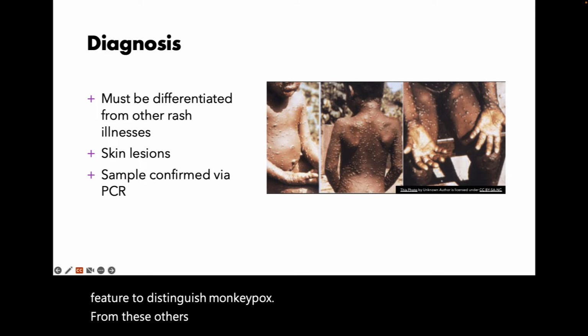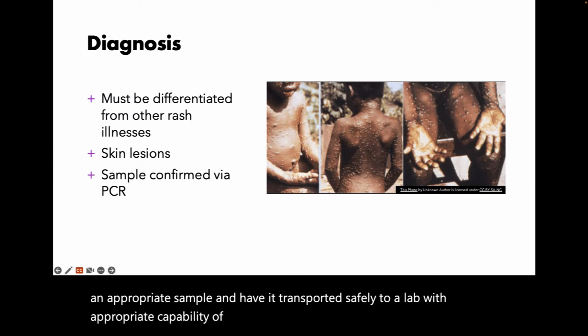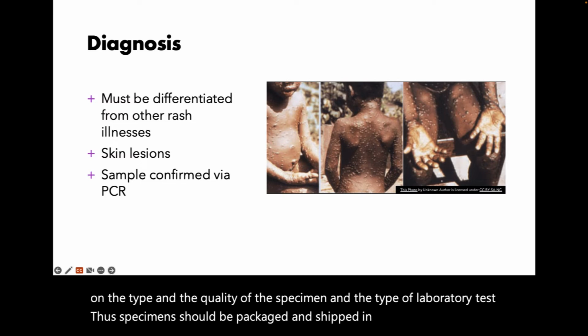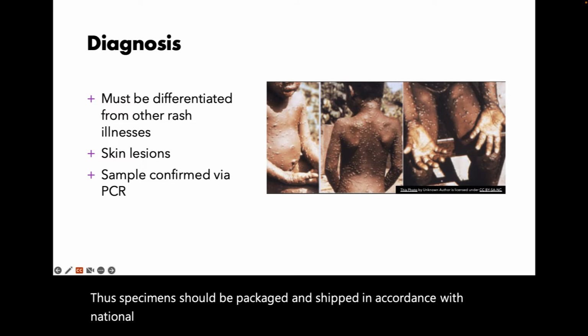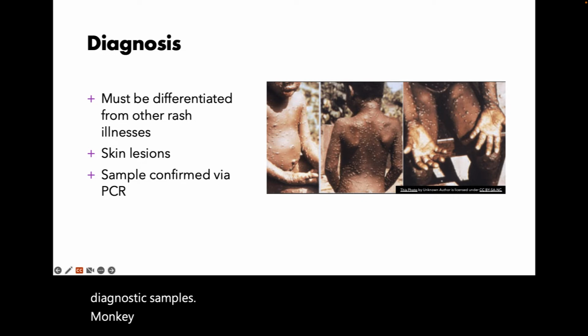If monkeypox is suspected, health workers should collect an appropriate sample and have it transported safely to a lab with appropriate capability of diagnosis. Confirmation of monkeypox depends on the type and the quality of the specimen and the type of laboratory test. Thus, specimens should be packaged and shipped in accordance with national and international requirements. PCR is the preferred laboratory test and gives accuracy and sensitivity to the diagnosis. For this, optimal diagnostic samples for monkeypox are from skin lesions.